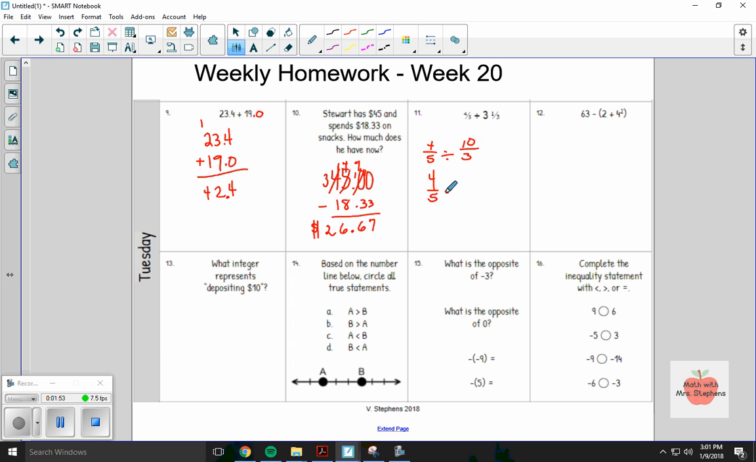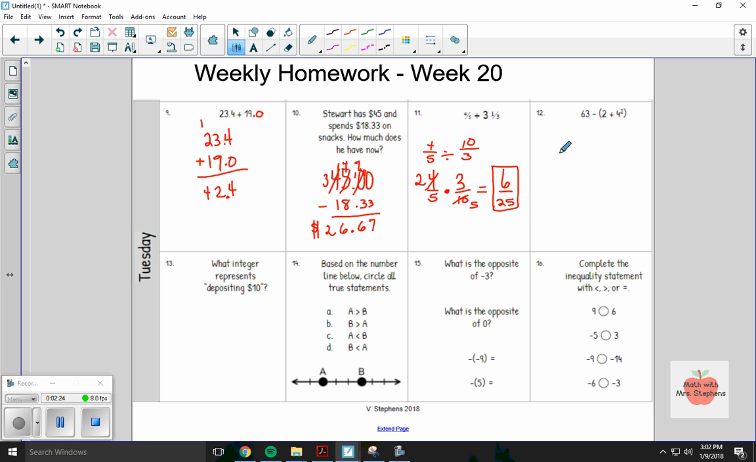Divided by 4/5, change it to multiplication, flip to the reciprocal, and at this point we can multiply straight across or cross cancel. 4 and 10 are both divisible by 2. 4 divided by 2 is 2. 10 divided by 2 equals 5. Now multiply straight across. 2 times 3, 5 times 5. 6/25 cannot be reduced or simplified. That is your final answer.